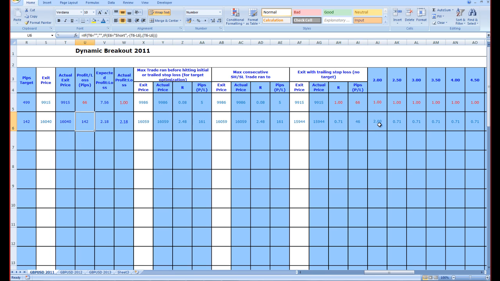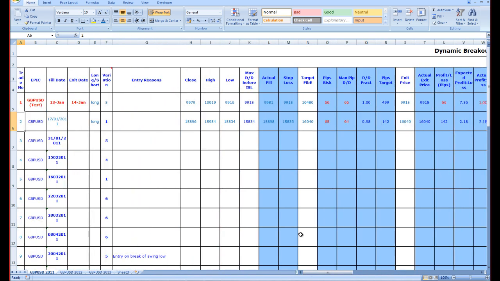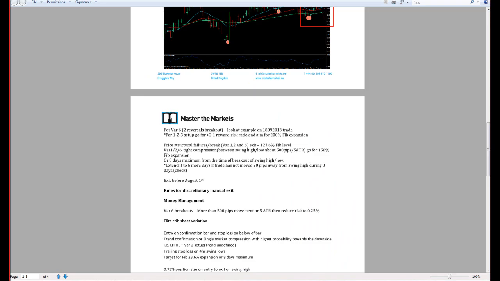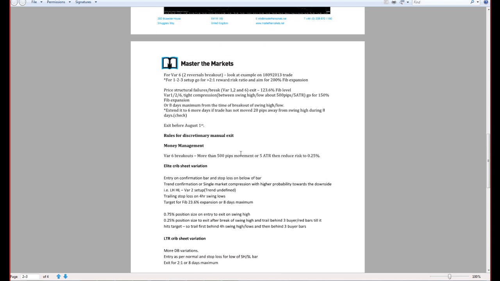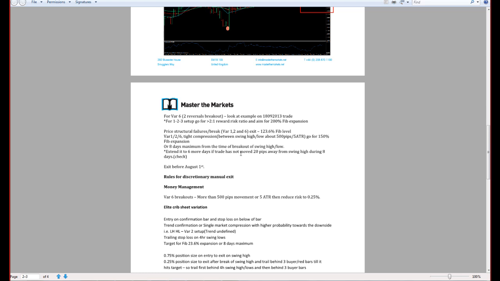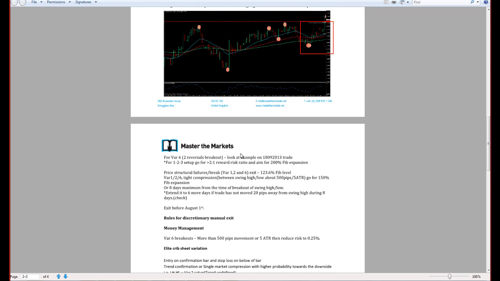Okay, let me just quickly check that. I think I've got it split page. I think maybe I'm reading something different here. Target fib 150 expansion for last swing high at low for variation 4, 5 setup. For variation 6, 2 reversal breakouts, for example. You've got a wee star next to it. Oh yeah, 1, 2, 3 star.